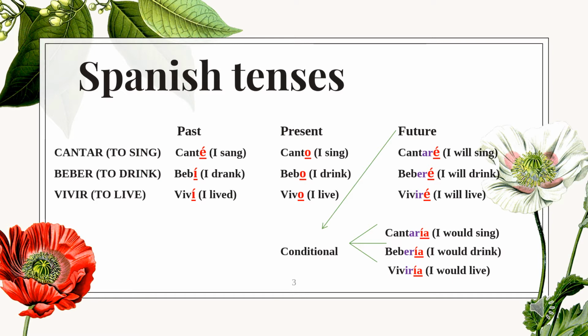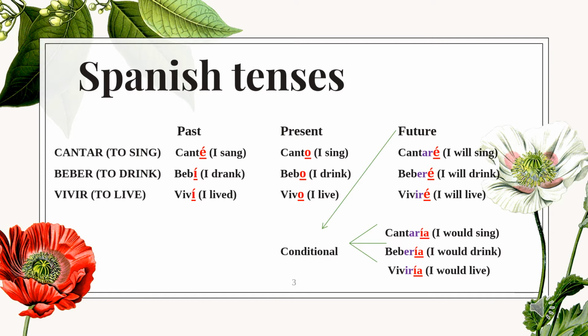So what is the difference between canté and cantaré? The only difference is that cantaré keeps the AR, the ending of the infinitive. So in order to form the future, all you need to do is keep the verb as you find it, unless it's an irregular verb, and just add the endings. For the past tense and the present tense, you do need to get rid of the AR, the ER or the IR and then add the relevant endings.